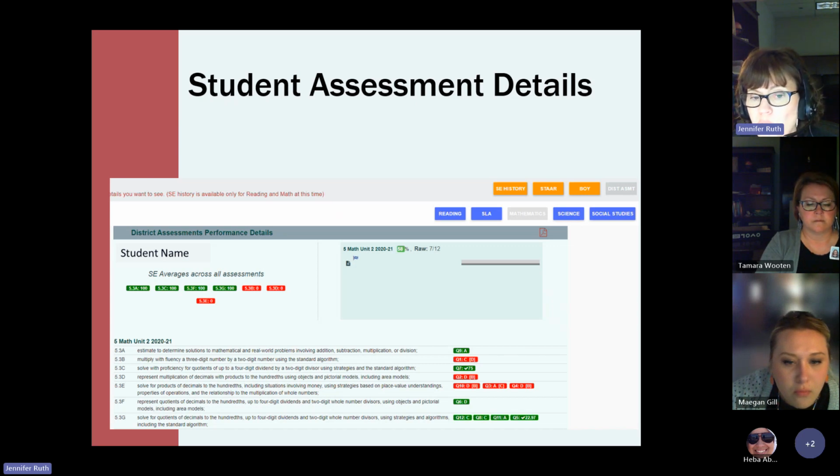As you get closer to STAR at the end of the year, this may be a helpful piece in helping you figure out what TEKs you need to review for students as we're getting ready for that assessment at the end of the year.